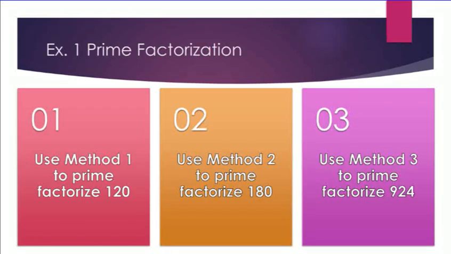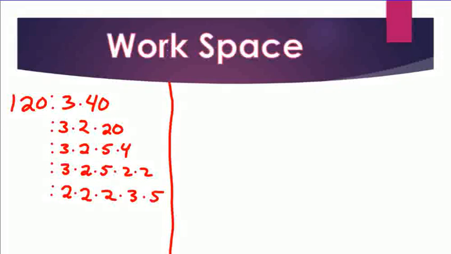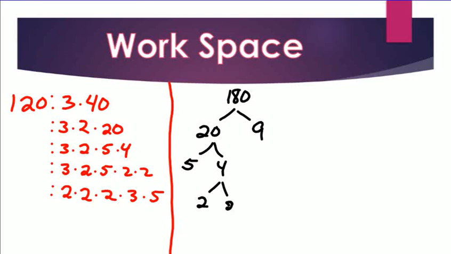Second method, prime factorize 180. So we're using the factor tree. So we have 180. Need to break that down. We can do 20 and 9, because that would be 180. I can break down 20 as 5 times 4, and 4 can be broken down as 2 times 2. 9 can be broken down as 3 times 3. And if I put all my numbers together, it would be 2 times 2 times 3 times 3 times 5. Or you could put it as 2 squared times 3 squared times 5.